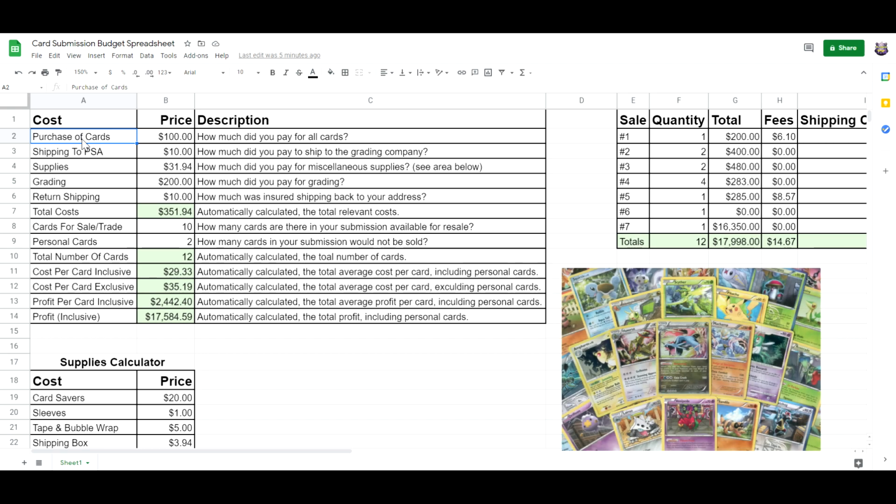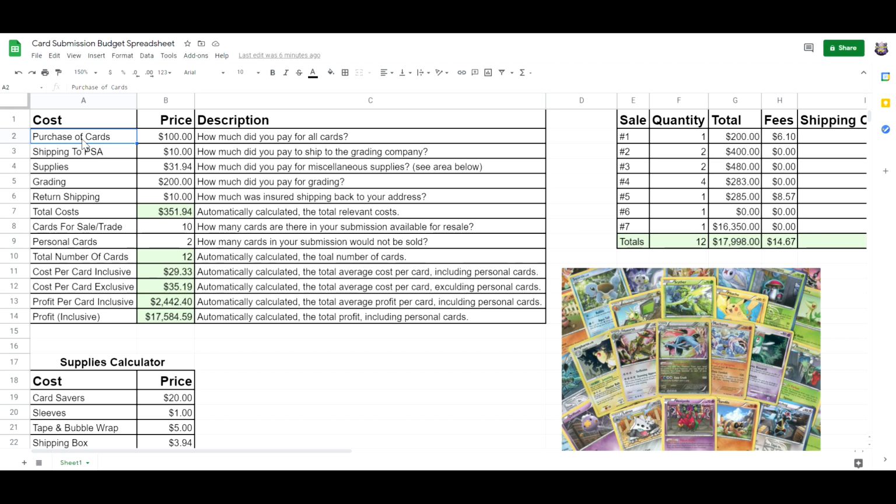So first up is going to be the purchase of cards. It's really simple. It's how much you paid for each and every card. But there are some additional things to take into consideration here. For example, if you bought the cards for $2,000 and then you paid to have them overnighted for $200, reasonably, you can expect to say that those cards are worth $2,200 to you. And that's an important distinction.